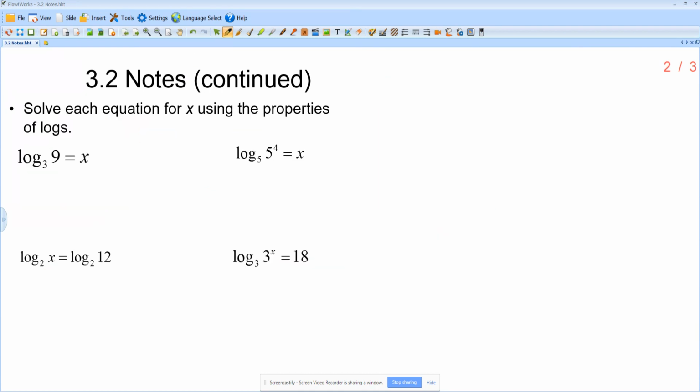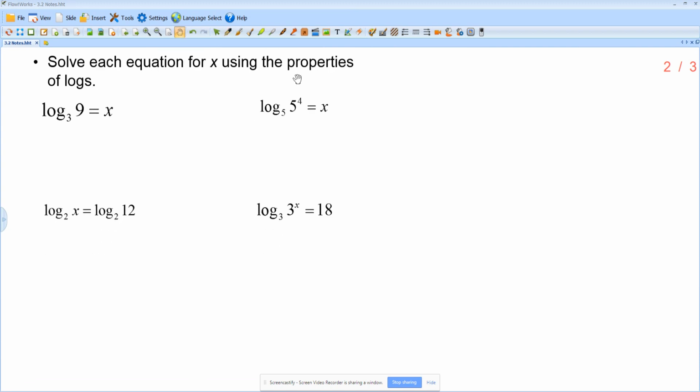Now, what we're going to do is solve each equation for x using the properties of logs. Some of this is sort of the same, but we're going to treat it a little bit differently. So I want to use the properties. Now, I'm not going to use the exponential form. I know the answer is 2, 3 to some power gives me 9, but I want to show it in a different way.